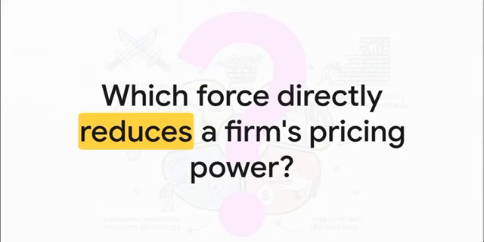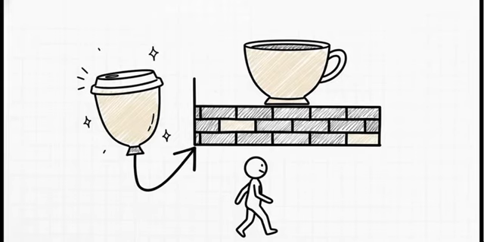Watch out, guys. Be careful with this one. It's a classic exam trap designed to test your understanding of what specifically limits the price tag you can slap on a product. Read the wording carefully. What directly reduces your pricing power? Karan spotted the trap perfectly. The answer is A, the threat of substitutes.